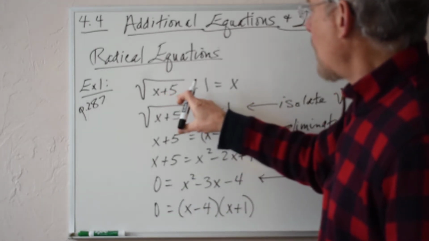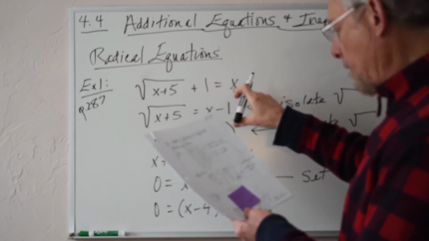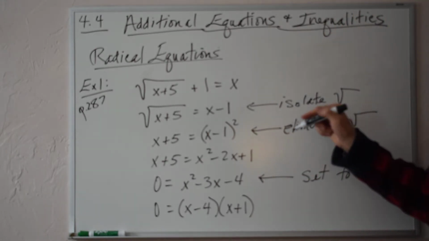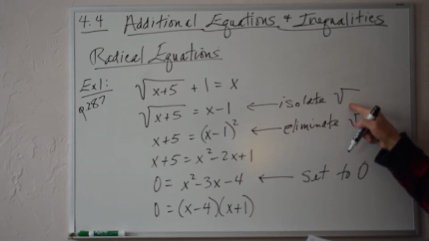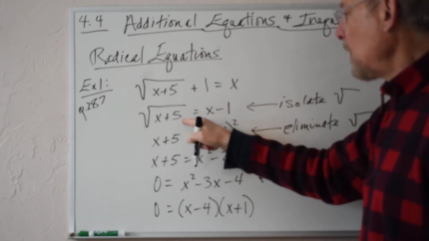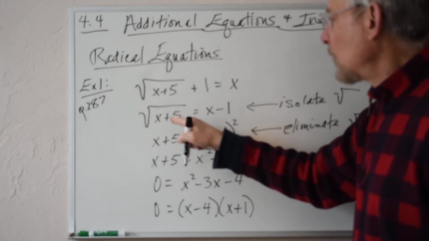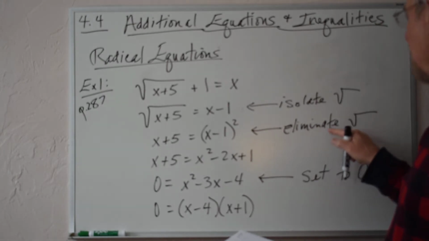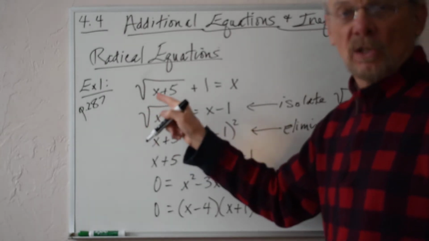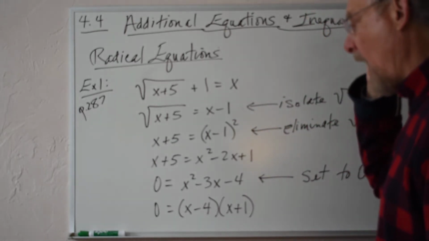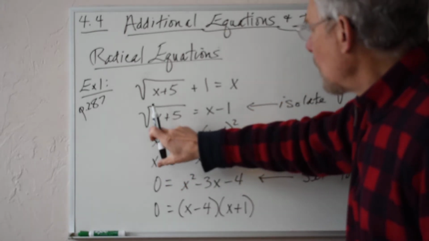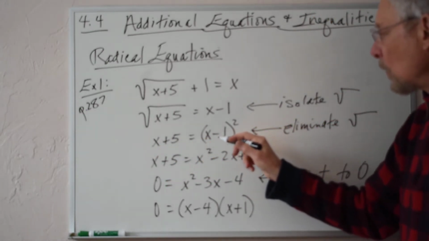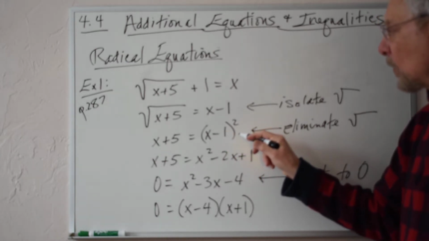The square root of the quantity x plus 5, plus 1, equals x. The strategy is isolate the radical sign. So I subtract 1 from each side to get this. This is good because now the radical expression is all by itself. That means I can eliminate that radical. In this case, since I'm taking the square root, I need to square each side. When I square each side, the radical sign disappears. I just have x plus 5 on the left. On the right-hand side, of course, I now have to square the quantity x minus 1.